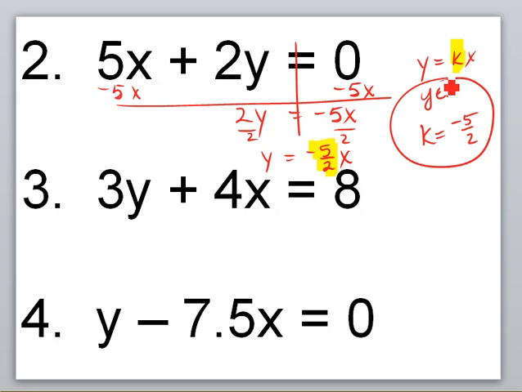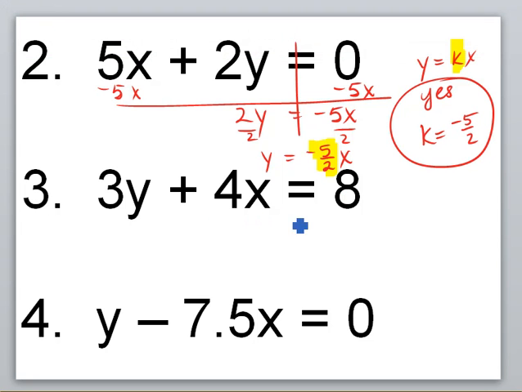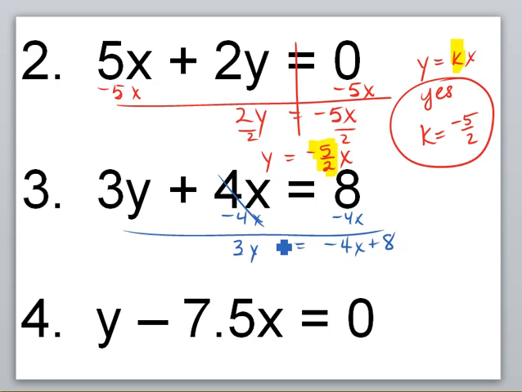In this example right here, can we get it in the form y equals kx? We'll see. We're first going to have to get y by itself, so we'd subtract 4x from both sides. When we do that, we get 3y equals -4x plus 8. Then we would divide by 3 everywhere. I can already tell that this is not going to eliminate that plus, but I'll go ahead and finish solving it.